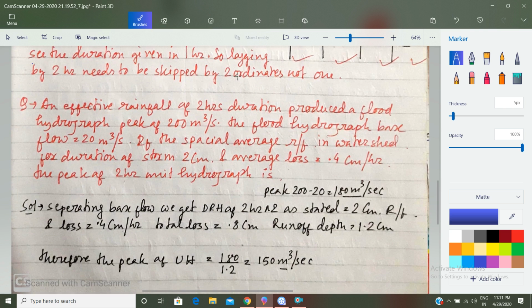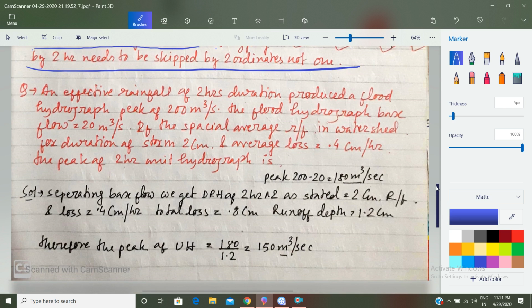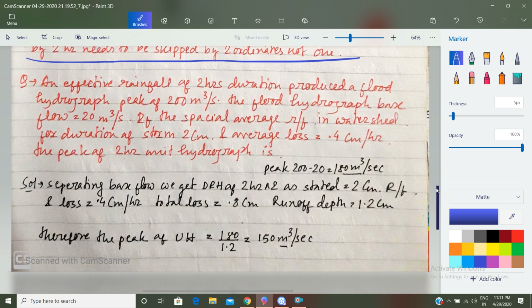See the durations. So what is written here? See the duration given here, 1 hour. So lagging by 2 hours needs to be skipped by 2 ordinates, not 1. As the duration of 1 hour is given, what is 1 hour? 1 hour is the lag of the discharge. Okay, the duration of lagging of discharges.